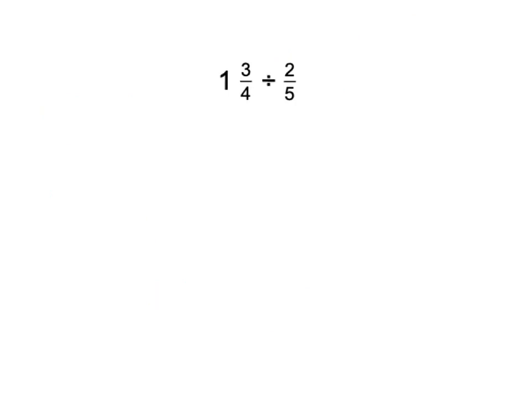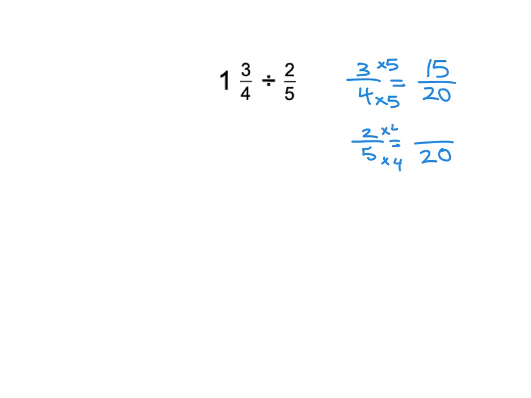Alright, let's use the common denominator method. This one I'm not going to draw a picture because you're going to notice that the common denominator here is 20ths, so that gets a little bit time consuming to draw. So we've got 3/4 and 2/5. So we'll times this by 5 to get to 20. So this becomes 15 20ths. And this we times by 4, and that becomes 8 20ths. So we end up with 1 and 15 20ths divided by 8 20ths.